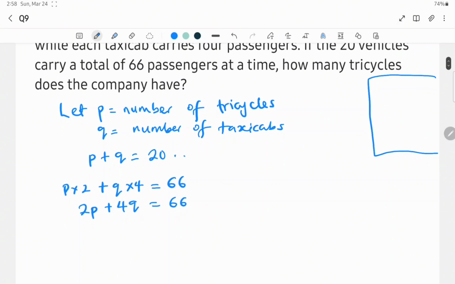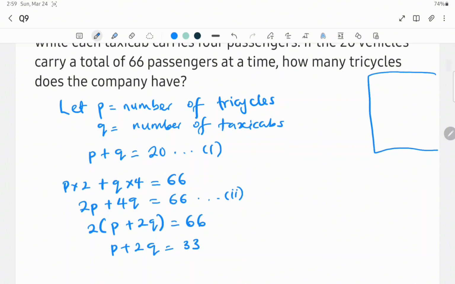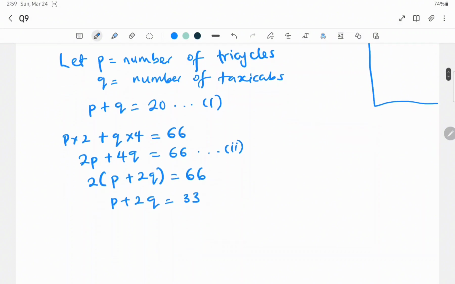So I regard this as my equation 1, and this as my equation 2. In equation 2, each term has 2 as a factor, they are all multiples of 2. So if I factorize out that 2, I have 2 into P plus 2Q equals 66. And when I divide all through by 2, I have P plus 2Q equals 33. I've simplified it, so let's call this equation 3.